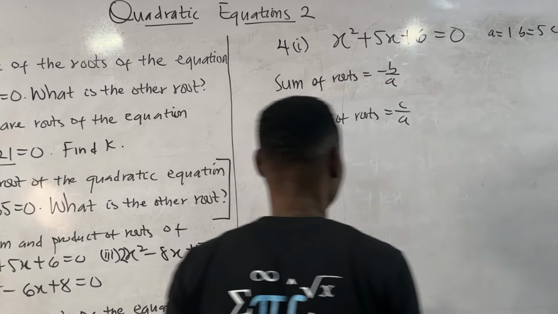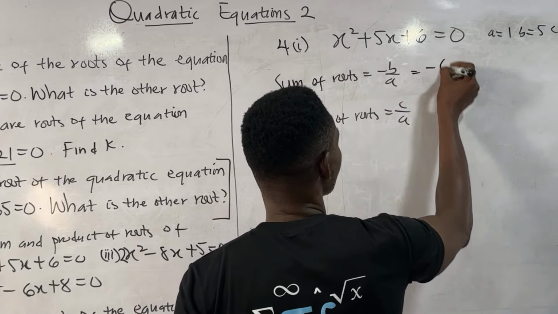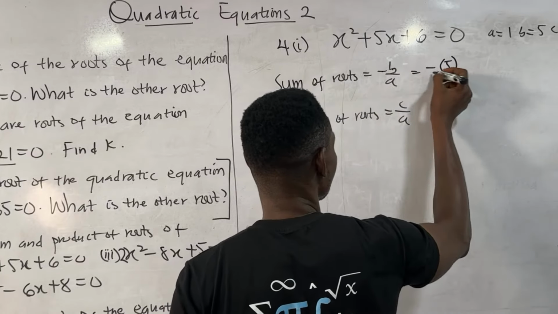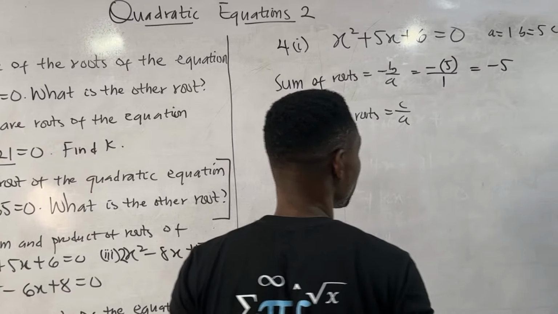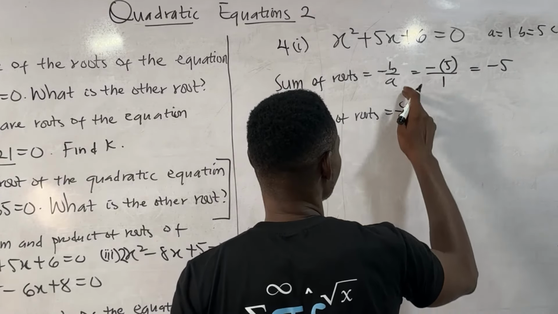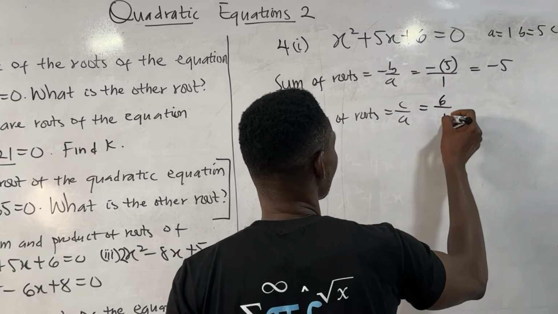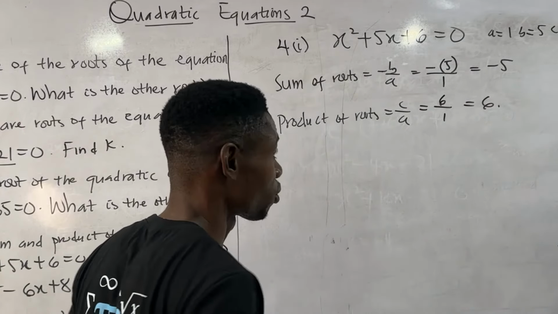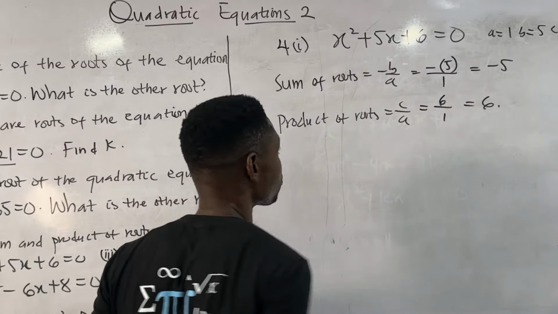So sum of roots will be minus, what's our b? 5. That's minus b, which is 5, over a, which is 1. And on one side is minus 5. Product of roots is c over a. What's our c? 6 over a, 1. And our answer is 6. So it's as straightforward as that. So sum of roots, minus b over a, we have minus 5.